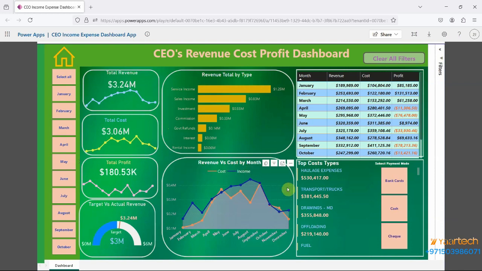A comparison of revenue trends with cost trends is depicted using an area chart. As you see, in some months, the total expenses were higher than the total revenue.